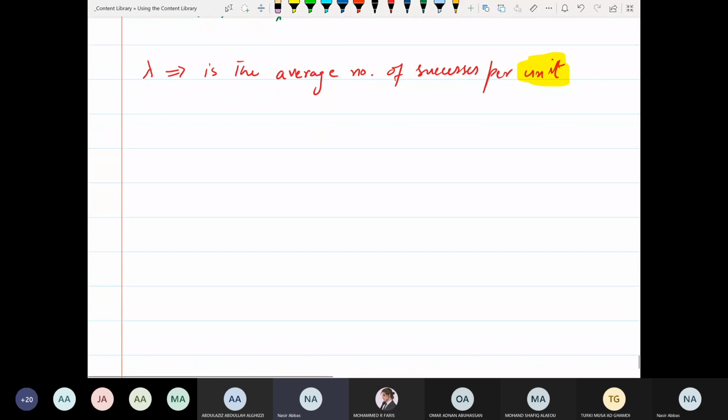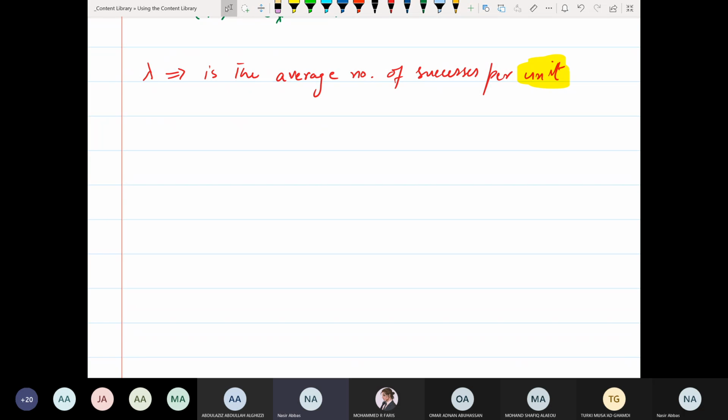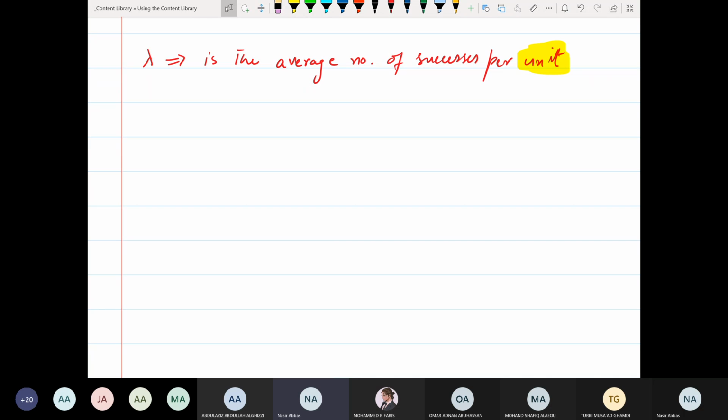The general map of Poisson distribution is like you have an infinite population that is broken into pieces, equal pieces.